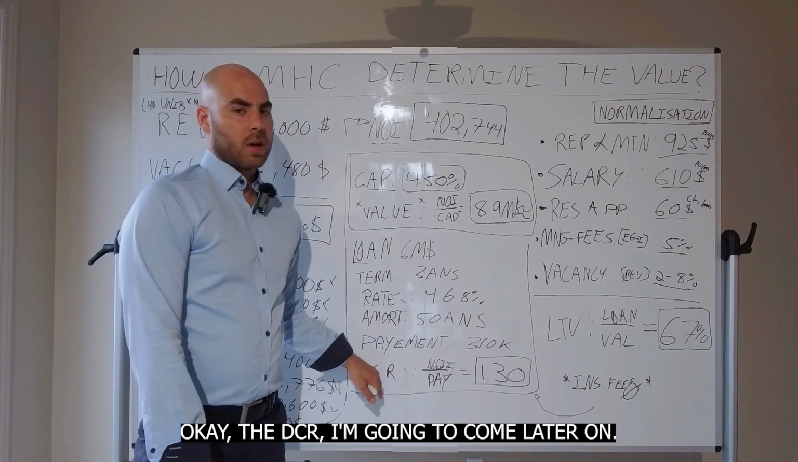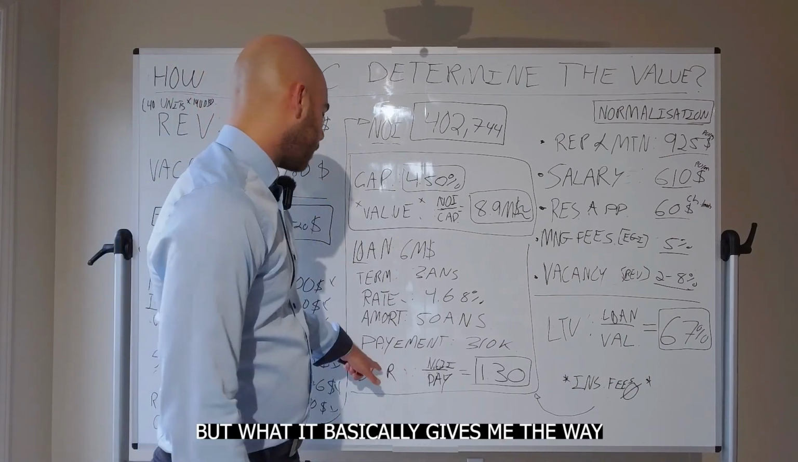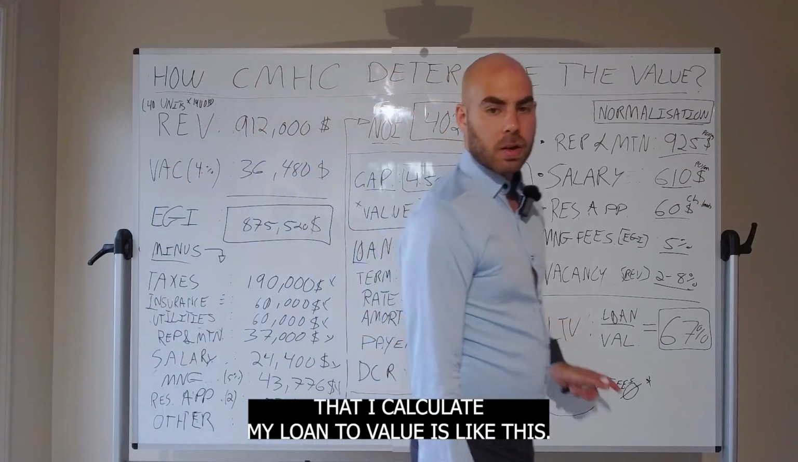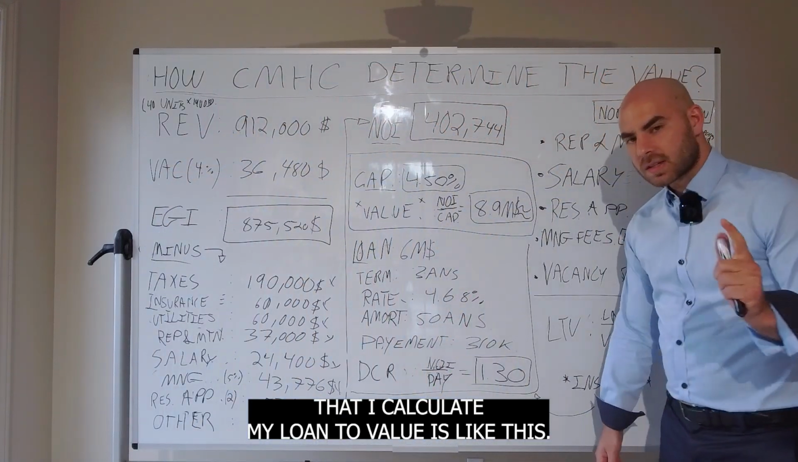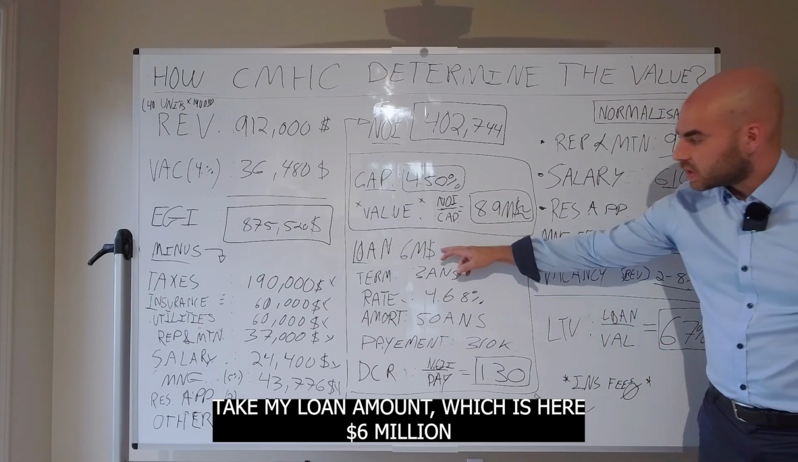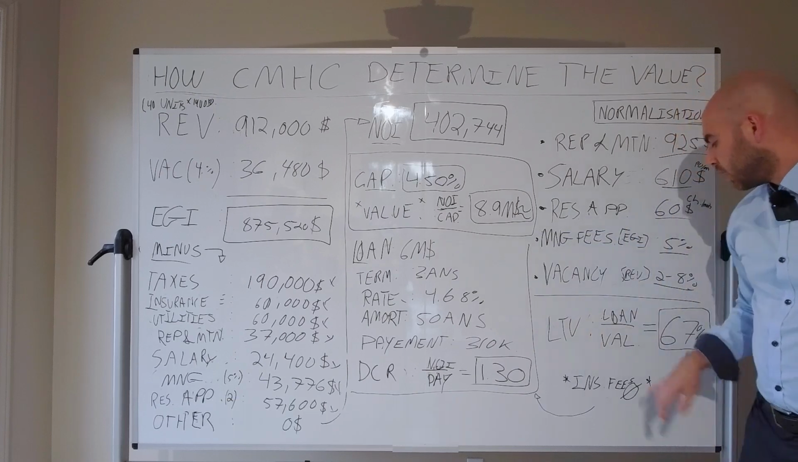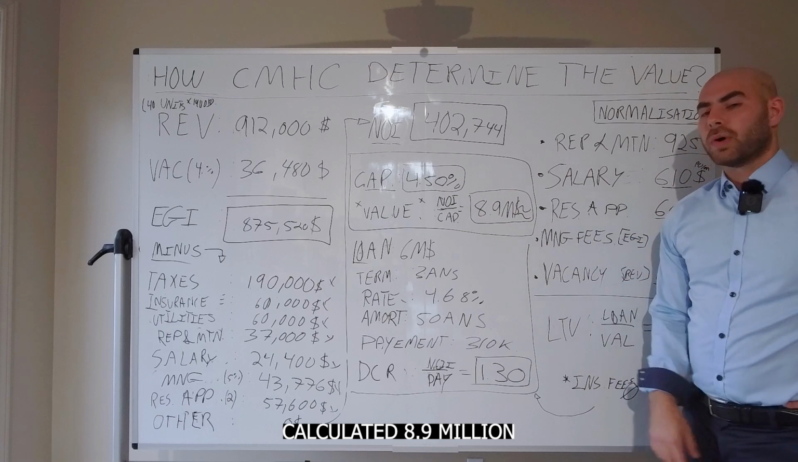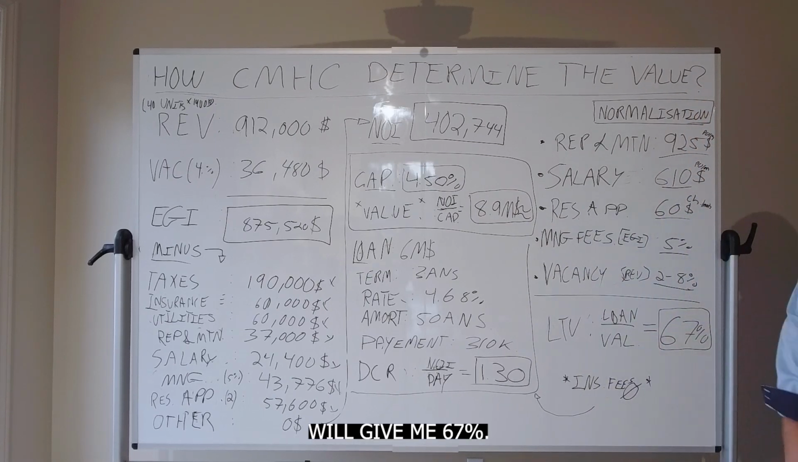The DCR I'm gonna come to later on, it's a future topic, but the way that I calculate my loan to value is like this. So I'll take my loan amount, which is here, $6 million, divided by my value that I just calculated, 8.9 million, will give me 67%.